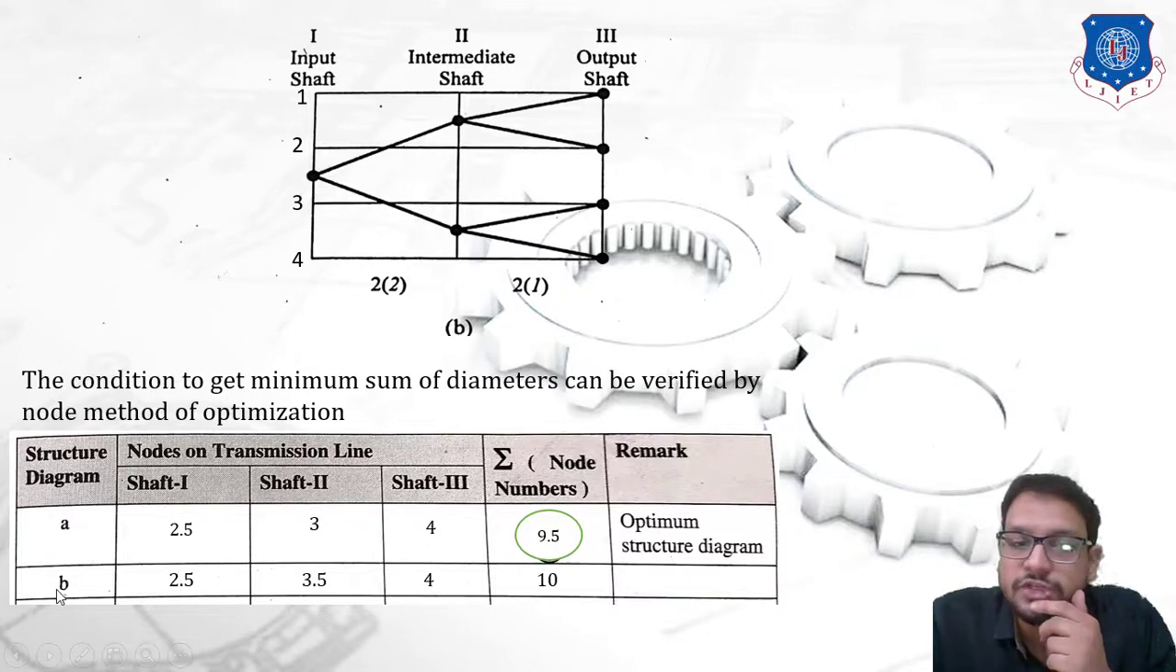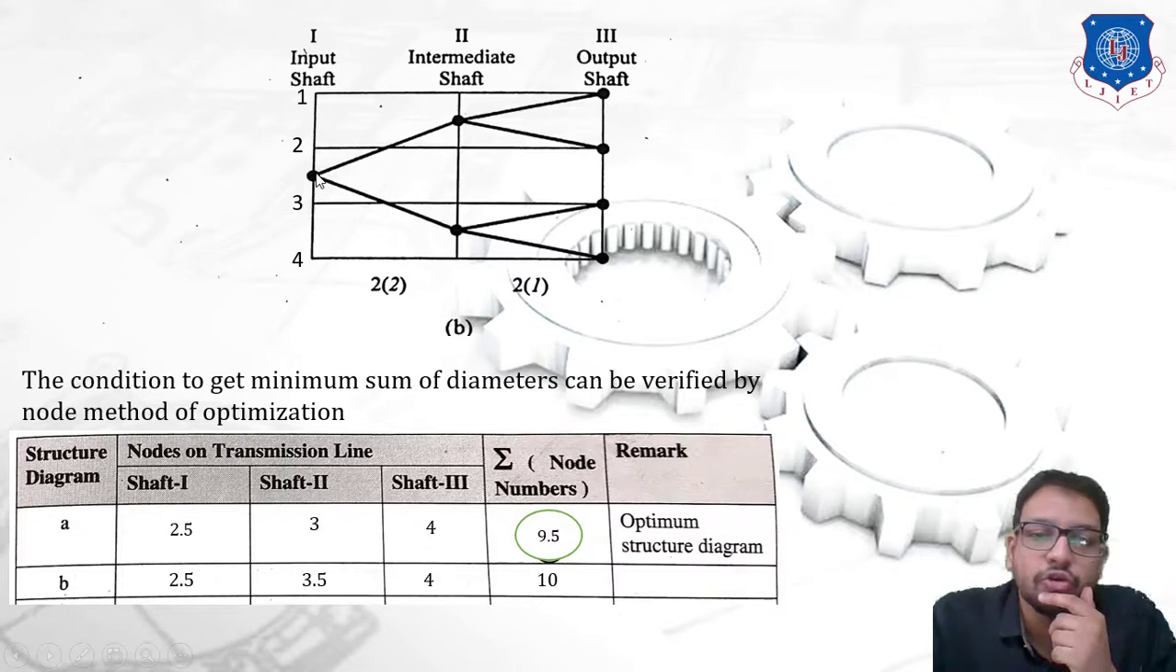Similarly, we can see for structural diagram B, over here shaft 1 node is 2.5, shaft 2 node, that is the intermediate shaft node, is 3.5. You can clearly see this line, this ray diagram. So it is 3.5, and shaft 3, that is our output shaft, the point is at node number 4. So the summation of these nodes gives us 10.